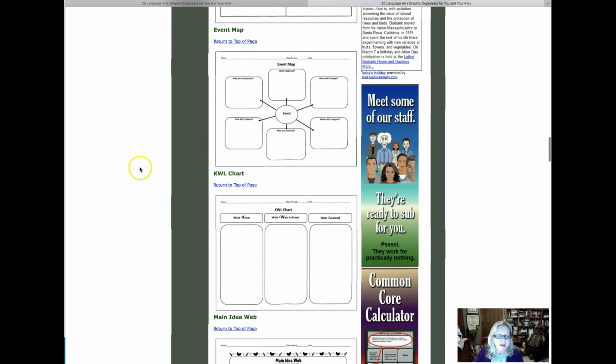KWL chart, this is a classic chart. A good pre-reading strategy, can be used with all ages, tends to be used with younger, but K is activating background knowledge about a topic. What do I already know? W is what they would like to learn about a topic, and L is what they learned from reading.